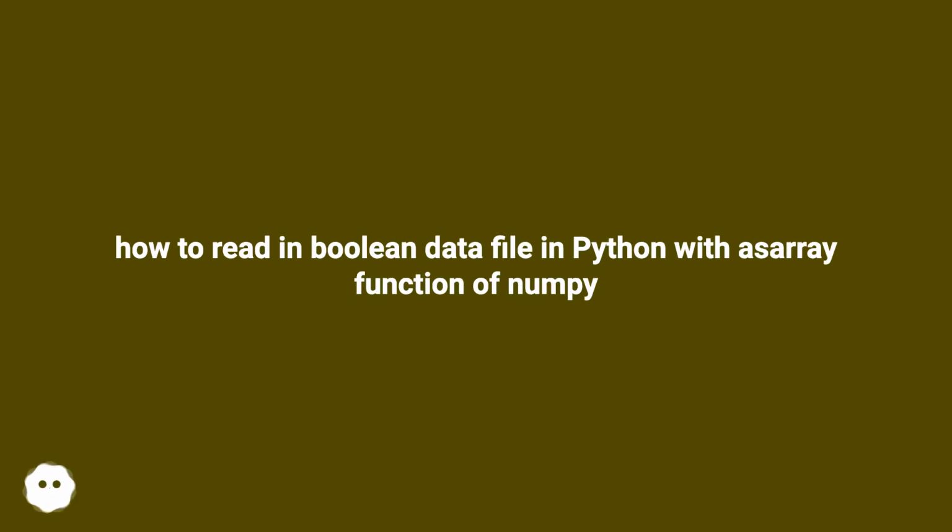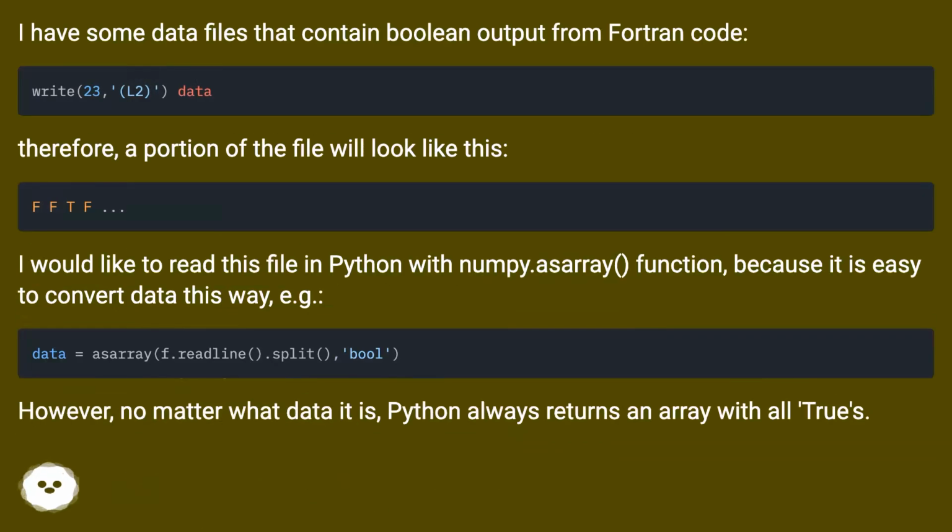How to read in Boolean data file in Python with Asarray function of Numpy. I have some data files that contain Boolean output from Fortran code. Therefore, a portion of the file will look like this.